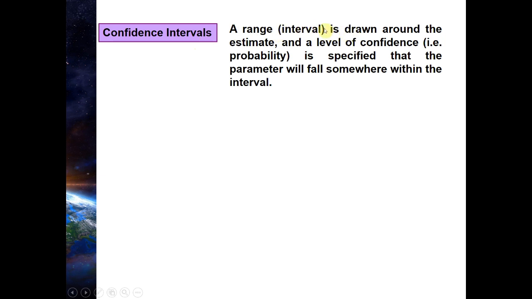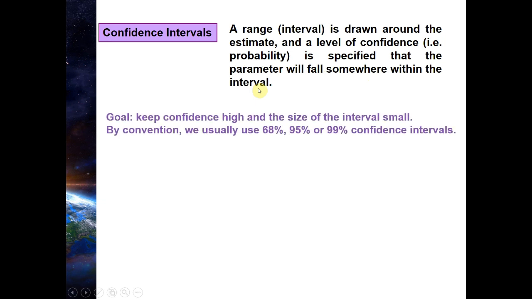But in addition to having this range or interval drawn around X bar, because normally when we do confidence intervals, it's around X bar. So not only are you drawing a range of values around X bar, but you're also specifying a level of confidence, in other words, a level of probability that the parameter is somewhere within that interval. Okay, I'll give you examples, etc.